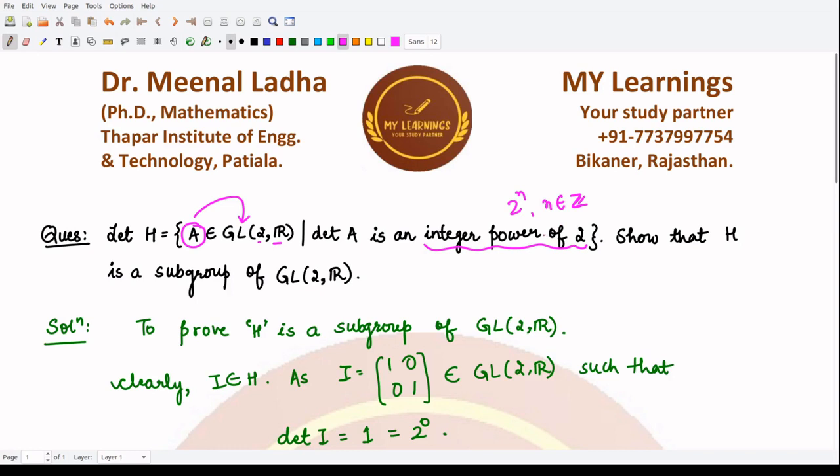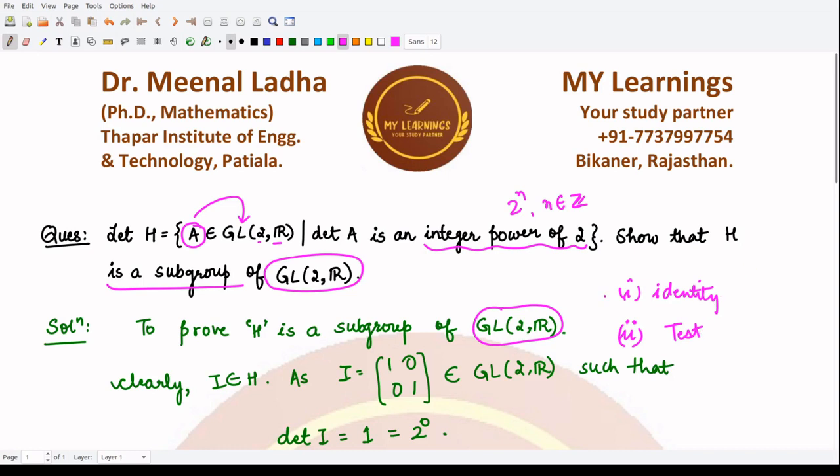Now for this subset H of GL2 comma R, we have to show that it is a subgroup of GL2 comma R. To prove that H is a subgroup of GL2 comma R, we have to show, first of all, that the identity is present within it. Second, by the one step or two step subgroup test, H forms a subgroup. So we need to prove it by the subgroup test.